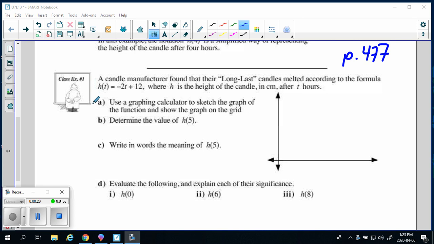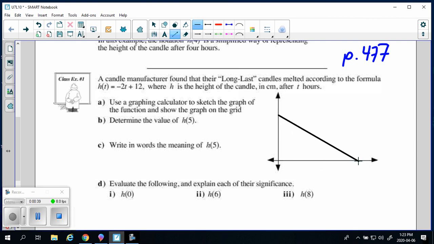Now, because we're doing this online, we have reduced the objectives, so I don't actually expect you to be able to use your graphing calculator to do this. So what I'm going to do instead is give you the graph, and you're still expected to answer all the other questions given the graph. If you did do this in your graphing calculator, you would get a straight line with these intercepts. You would have this intercept at 12, and you would also get an intercept at 6.